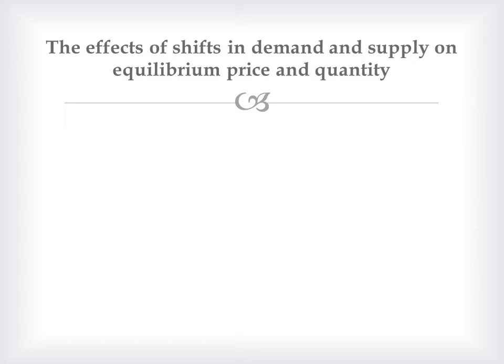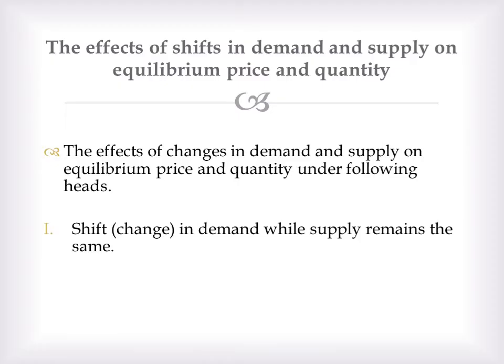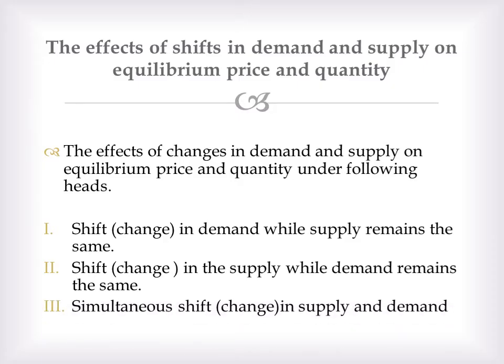In the previous class, we were discussing the effects of a shift in demand and supply on equilibrium price and quantity. It was discussed under three heads. The very first one was shift in demand while supply remains the same, the second was shift in supply while demand remains the same, and the third was simultaneous shift or simultaneous change in supply and demand.